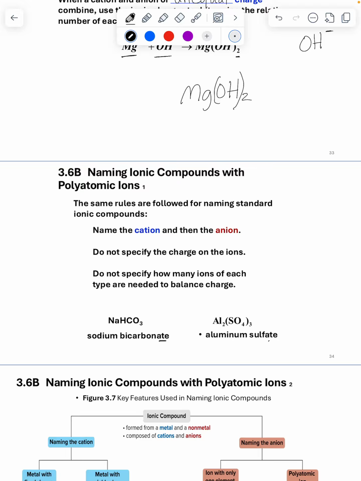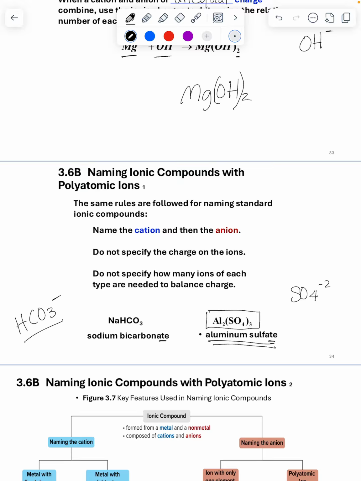So here you have HCO3 with a minus charge. The name of that is bicarbonate. And so you see when we put it with sodium, it becomes sodium bicarbonate. And remember, SO4 with a -2 charge is sulfate. So when we put it with aluminum, we have aluminum sulfate. So here you see the chemical formula, and then here is the chemical name.